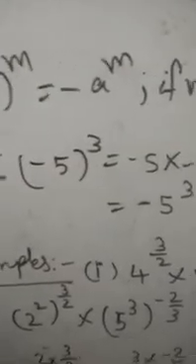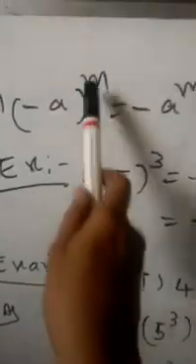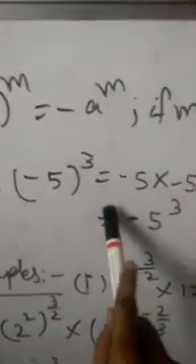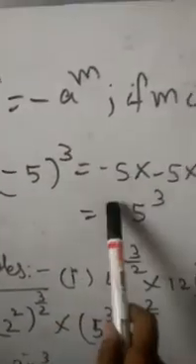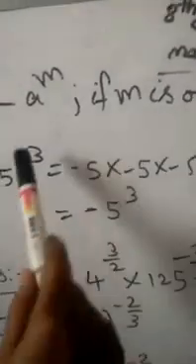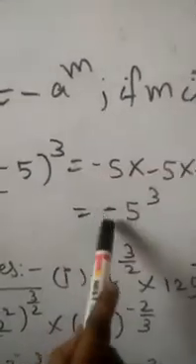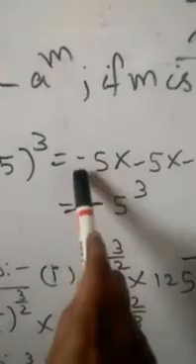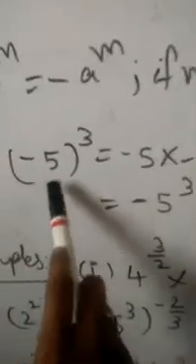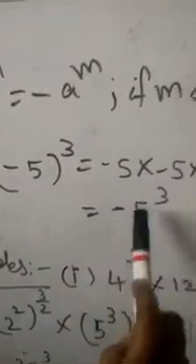See here, if m is odd, for example m value 3, power odd number we took: (minus 5) whole to the power of 3 equals, see here, minus 5 we can write minus 5 into minus 5 into minus 5, 3 times multiplied. That's why, if power 3 is odd number, here minus came. Minus into minus plus, plus into minus minus, that's why here minus came. So (minus 5) whole to the power of 3 equals answer minus 5 to the power of 3. Next one example, I will explain problem.